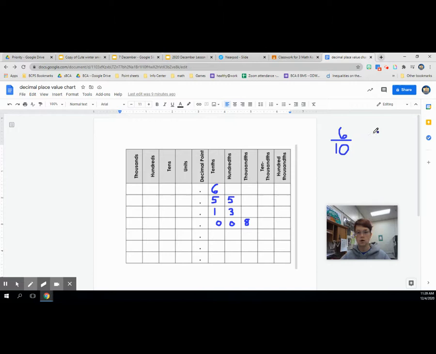So we would say our fraction is 6/10, but this does simplify. 6 and 10 are both divisible by 2. So we really have 3/5. Okay? For this next one, 55, it goes all the way up to the 100th place.